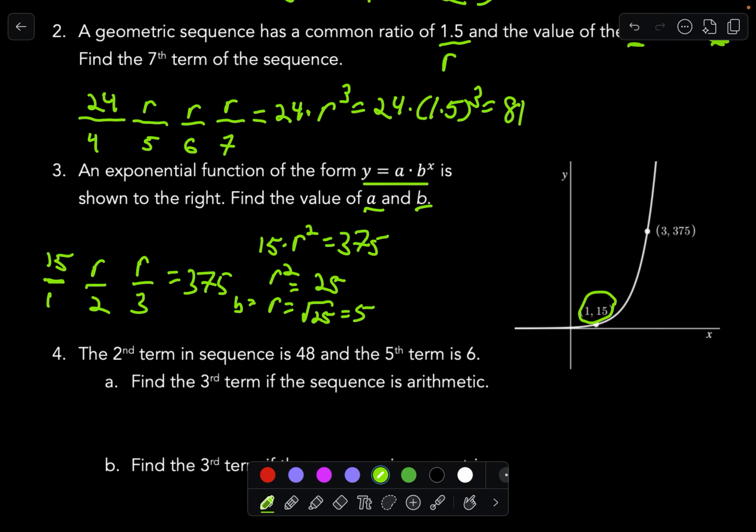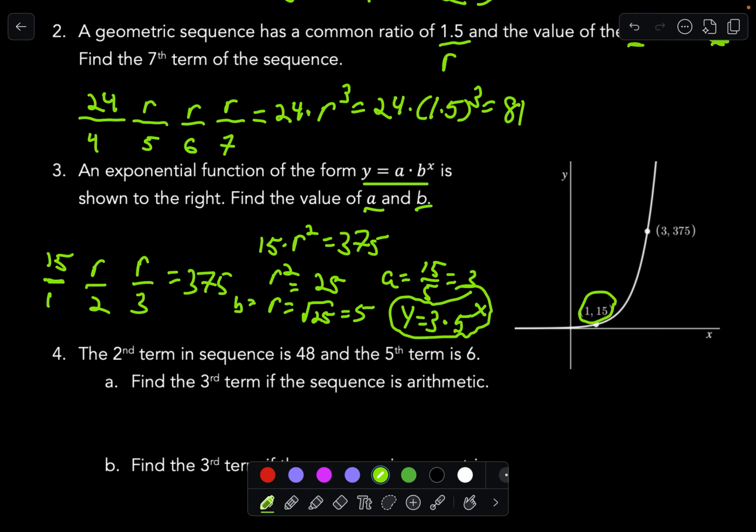Now, how do we figure out what a is? Well, since this is the first term right here, and each time we move over to the right we multiply by 5, we can divide by 5 going to the left. So a would simply be 15 divided by 5, which is 3. So now we have a and b, and we can write our equation. Y equals 3 times 5 to the x. And there you go.